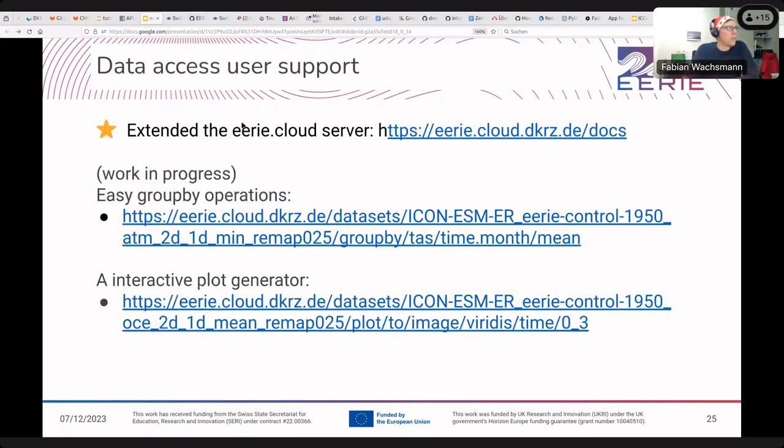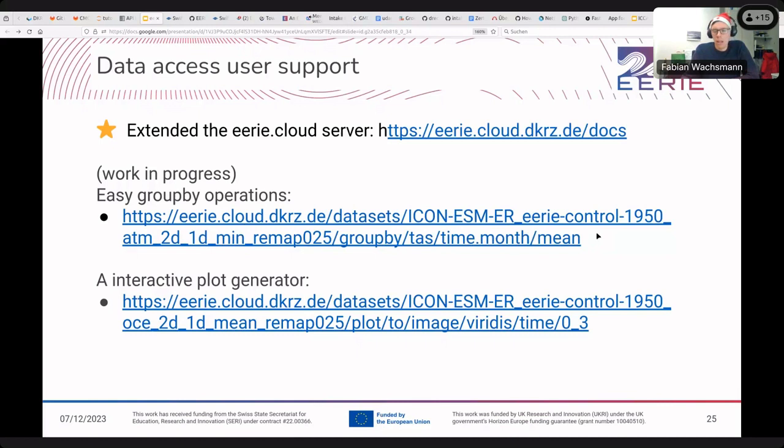Yeah, so what has happened? Updates on the data access user support. There are some updates on the EERIE Cloud server. You can have a look, for example, at easy group by operations. This is work in progress. The idea is to put some, for example, temporal group by operations with Xarray here into the API so that you can call it via the HTTP URL here. In this case, we group by the TAS from the daily minimum output. For each month, it's coming from a daily output, and then we get the mean over each month. So this is just a monthly mean with Xarray.